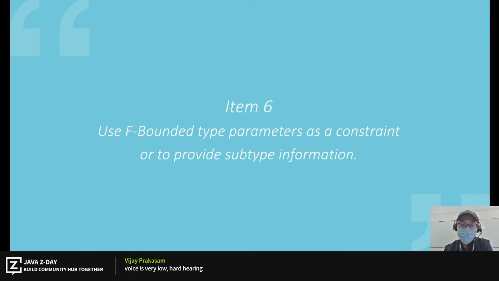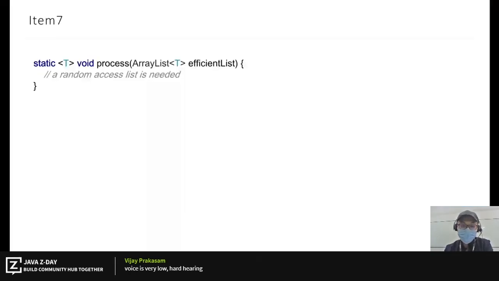Use bounded type parameters as a constraint or to provide subtype information. Sometimes, especially when you are designing an API or library, you want to put this limit on your API. And it can be handy. Item 7.